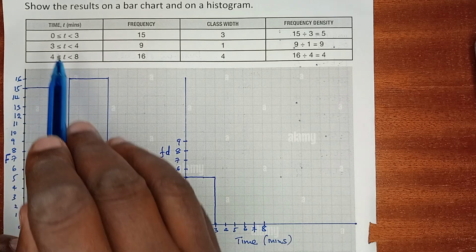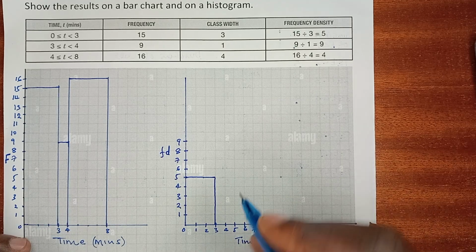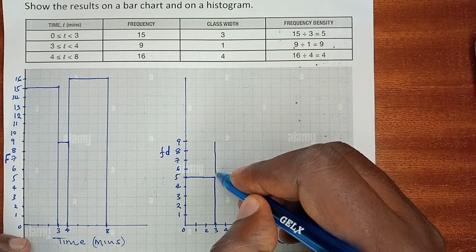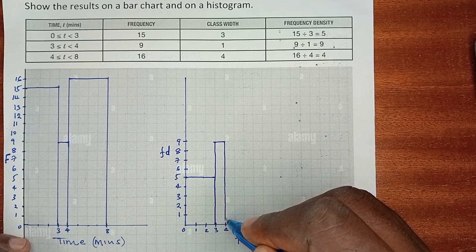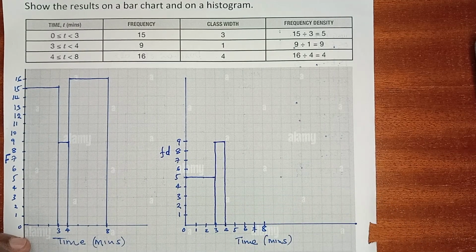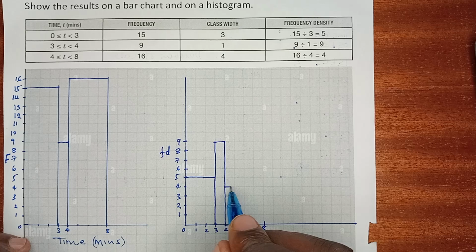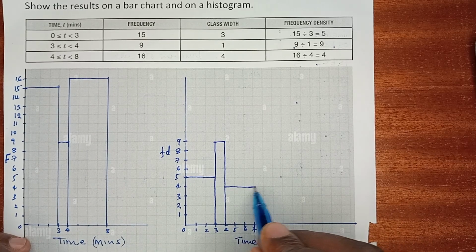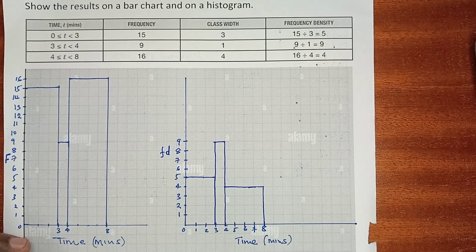The group of 3 to 4, the frequency density is 9. There we are. The class of 4 to 8, the frequency density is 4. There we are. And there we go. That is the histogram.